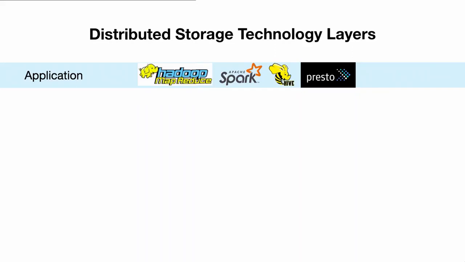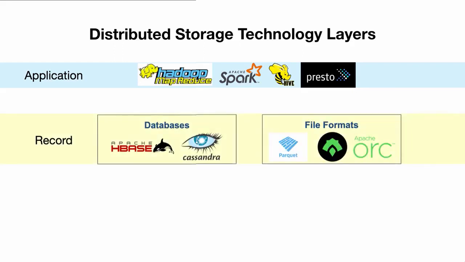So when you're looking at distributed storage technology, kind of the top layer, you've got applications that need to read or write data. A yellow row labeled record with 2 boxes, one labeled databases, with Apache HBase and Cassandra, and one labeled file formats with Parquet and Apache ORC. And the layer those usually talk to is the record layer, which is something like a database or a file format. And you can think of a record as just like an individual row or element or anything like that.